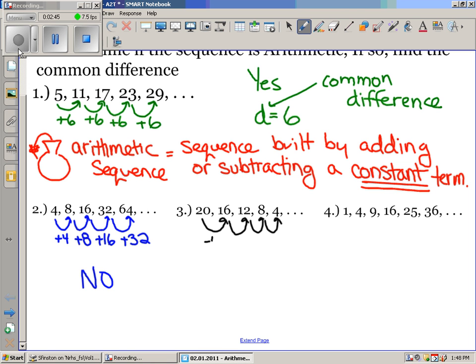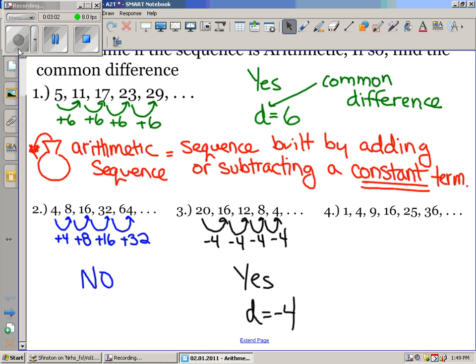Let's see. Minus 4, minus 4, minus 4, minus 4. Yes! I'm so excited. No, because it's exciting. There's a pattern. You know what I'm saying? Or maybe you guys don't get as amped up about this as I do.